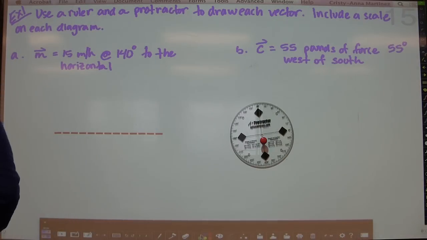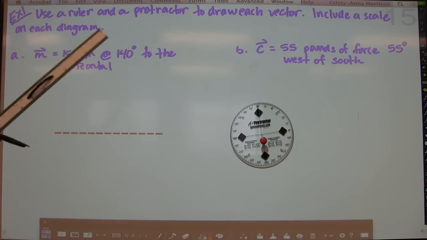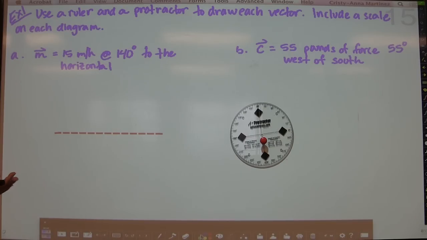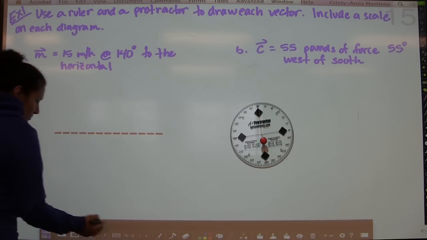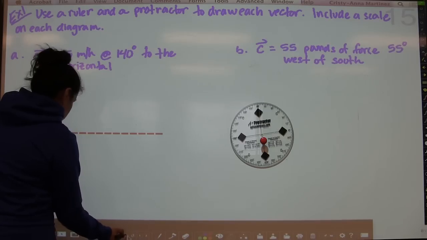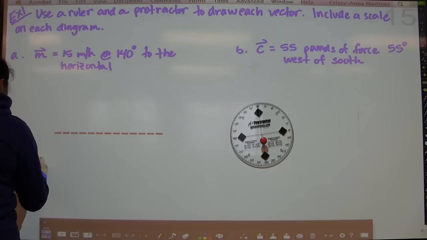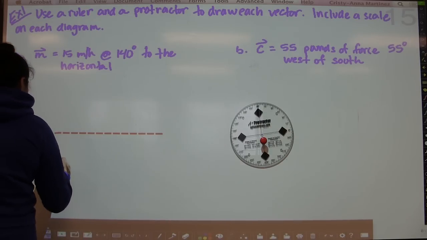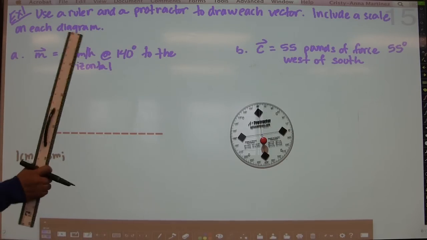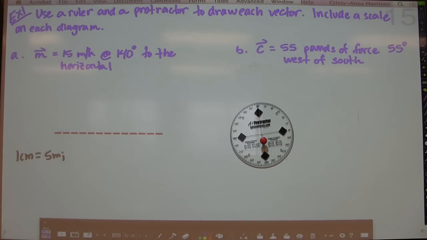All right, now the next thing that you want to do is, it says include a scale. What it means by that is that you're going to have to say what your scale is going to be, because obviously we're not going to be able to draw 15 miles. It's going to be too long. So we want to do a scale. I'm going to say we can use a scale of 1 centimeter equivalent to 5 miles. So 1 centimeter on my ruler is going to be equivalent to 5 miles.